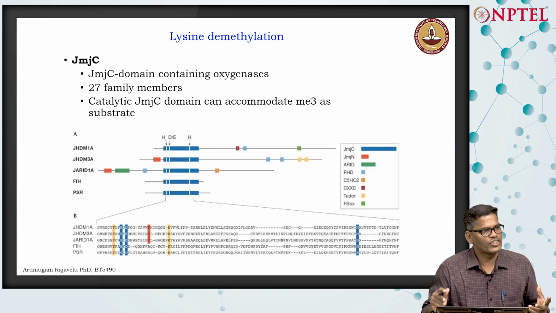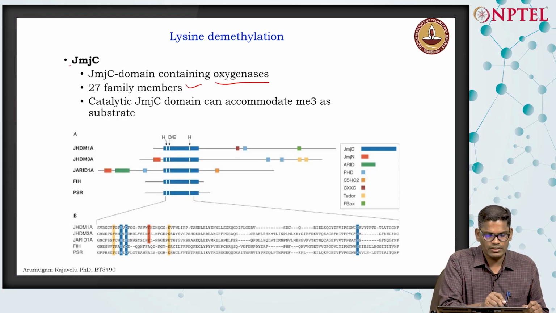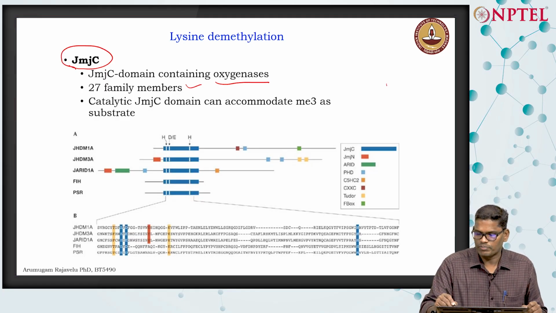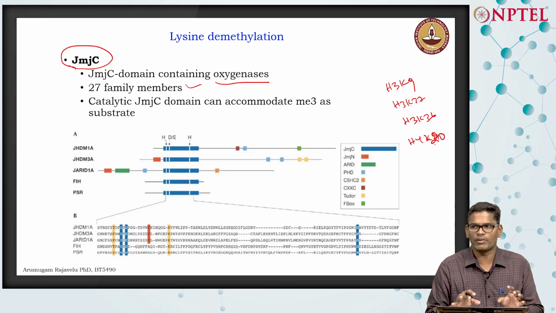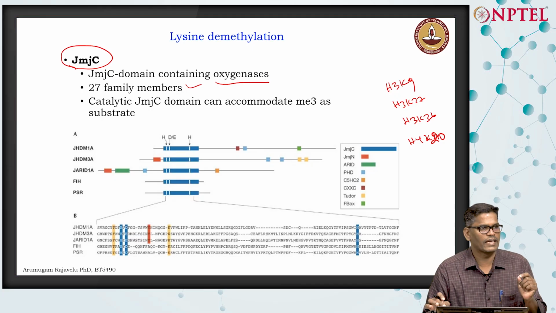The Jumonji is the second largest family. This has the oxygenase domain. There are more than 27 proteins in this family. Most of the proteins characterized under this Jumonji family are known to demethylate primarily H3K9 or H3K27, H3K36, and H4K20. So that means Jumonji primarily seems to be demethylases for the repressive epigenetic modification. That means Jumonji are gene activator proteins.